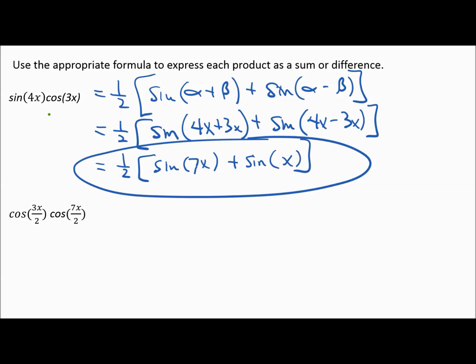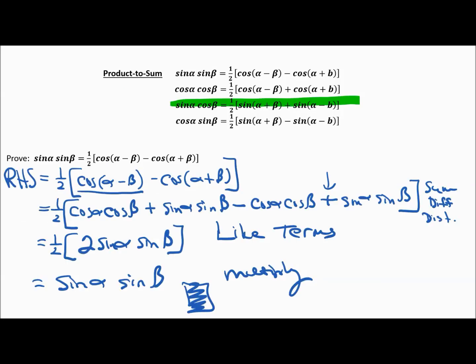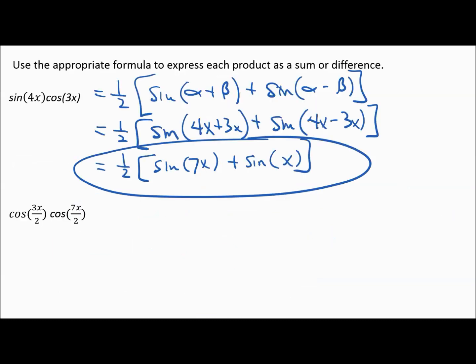Okay, so I have cosine of 3x over 2 times cosine of 7x over 2. Well, again, I need to know that formula. So let's go back to our formula page. I'm going to highlight this one in pink. It was cosine, cosine, which is what we have here. And for the cosine, cosine, it's 1/2 still in front, and then cosine of alpha minus beta plus cosine of alpha plus beta.